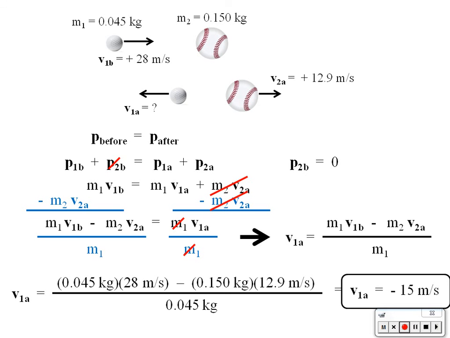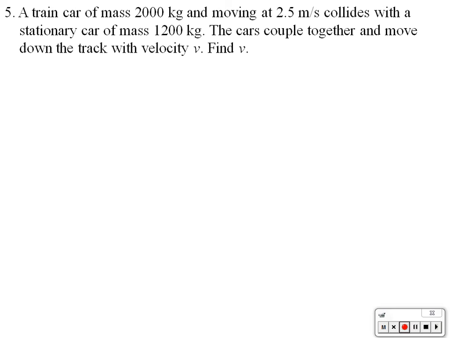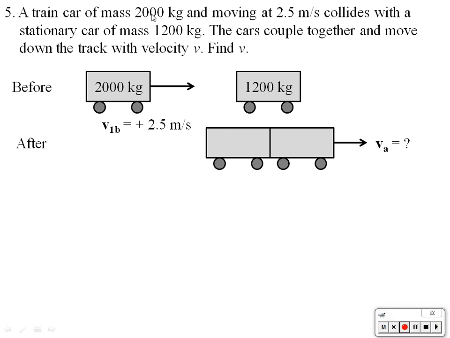Okay. Those are examples of elastic collisions with the golf ball and the baseball. Now there's another type of collision that's called an inelastic collision, and that's when things stick together. A typical physics example that we use are train cars that couple together after they collide. So here's one. Train cars couple together and move down the track with velocity v.